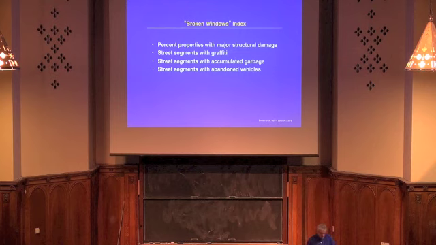And here's one way to objectively assess the physical environment in order to get insight into the social environment. And this is the famous so-called broken windows hypothesis, or broken windows index. Some of you may have heard this. So if we want to assess something about the built environment of the neighborhood, we might look at the percent of properties with major structural damage, or street segments with graffiti on them, or street segments with accumulated garbage, or street segments with abandoned vehicles.